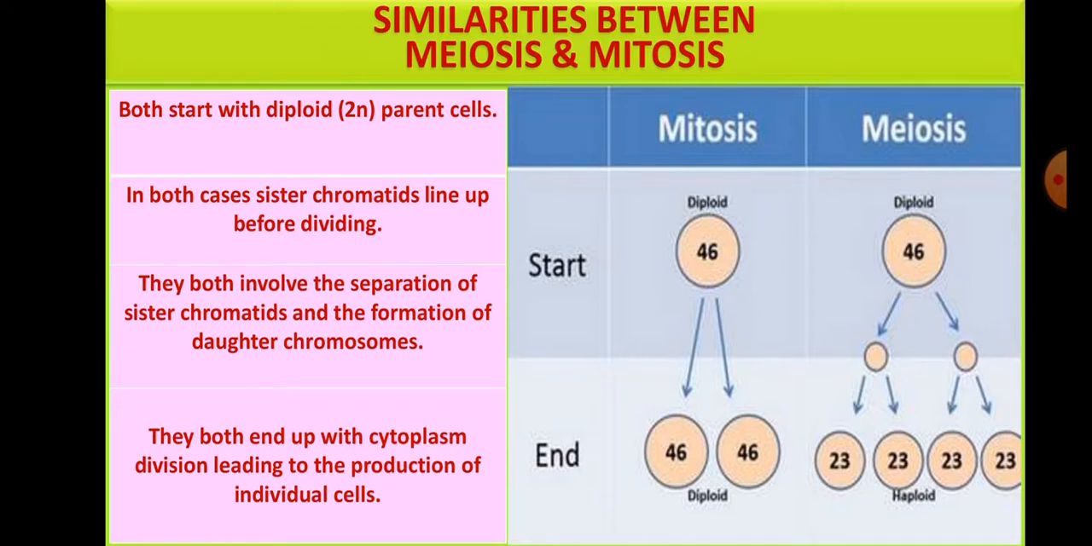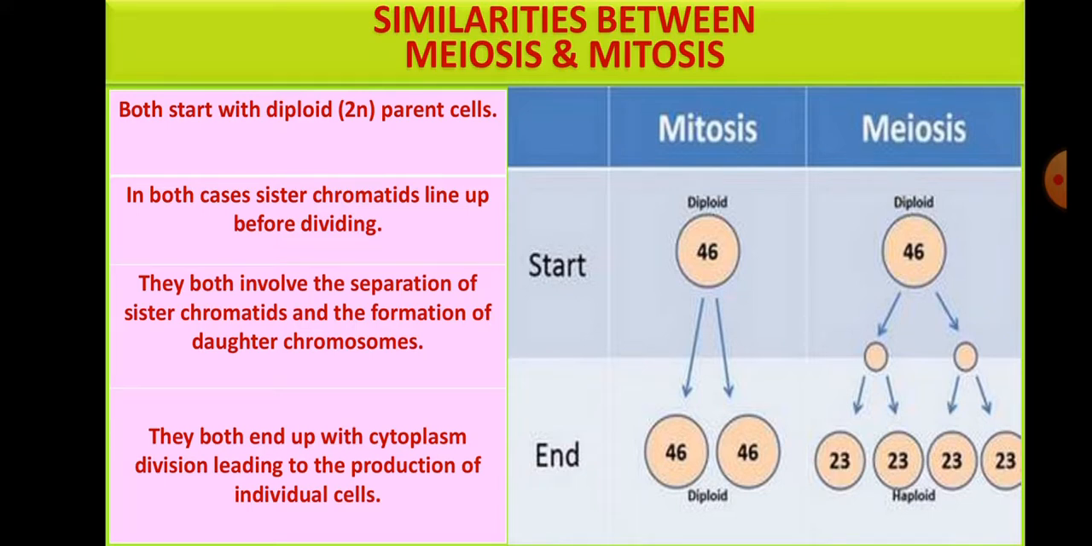Second similarity is that in both the cases, sister chromatids line up before dividing. You remember step 3 of mitosis and that of meiosis. In both the cases, the chromosomes line up right before they are ready to be pulled apart in two different directions, in their exact halves. Next similarity is that they both involve separation of the sister chromatids and formation of new daughter chromosomes. That was step 4, when they get pulled apart in two different directions, exact half of that genetic material gets divided and new chromosomes are formed, which are the daughter chromosomes.